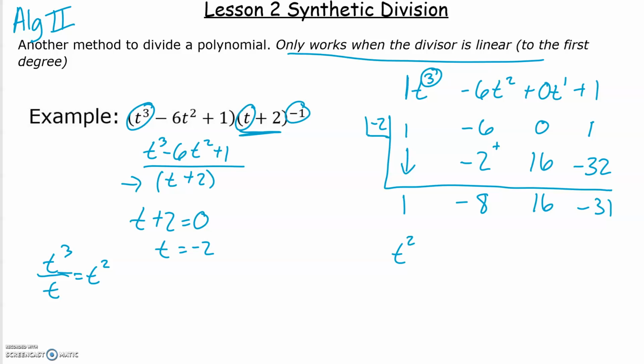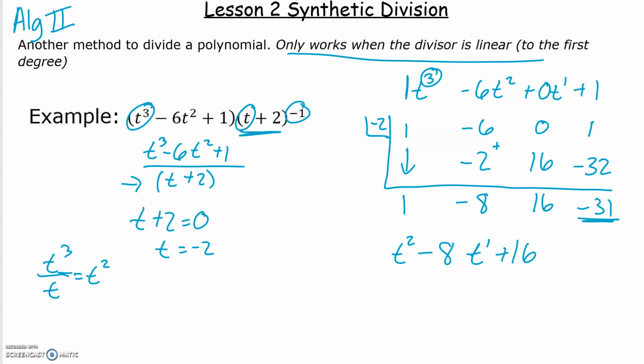Our next variable, or degree, is going to be 1 less than that. So that's just going to end up being t to the first power. And then we end up with our constant 16. But let's go ahead and bring that down. So minus 8t to the first power plus 16.